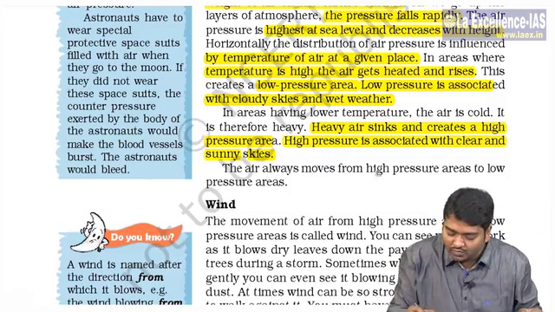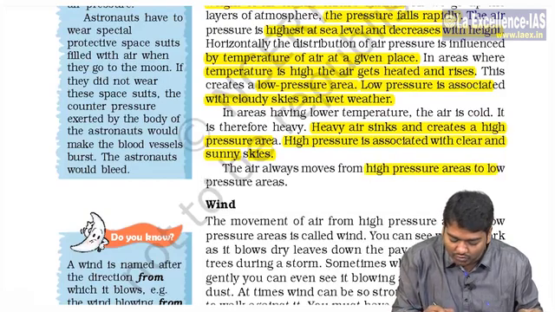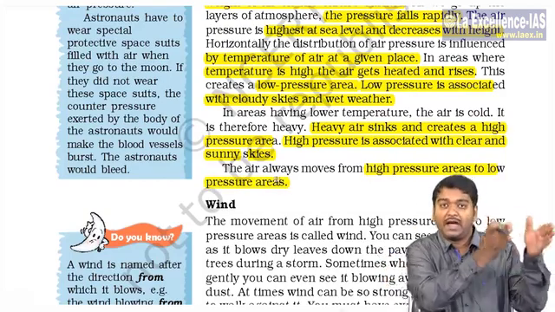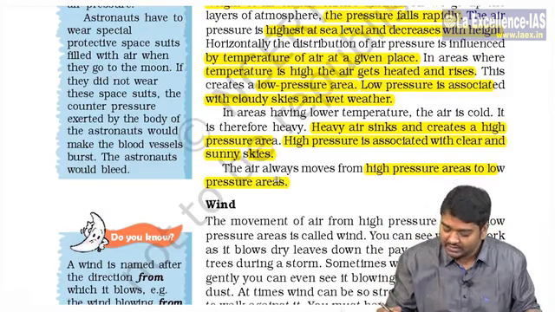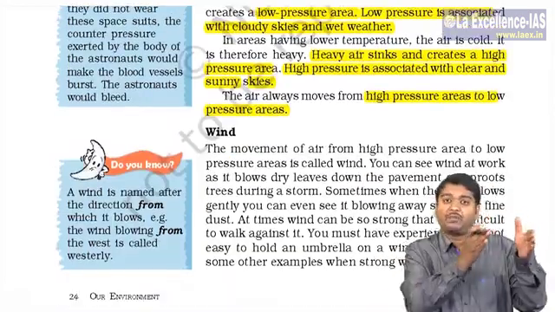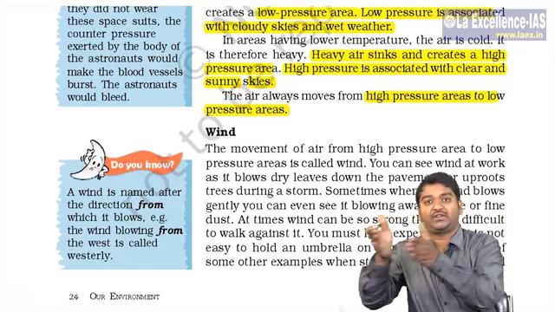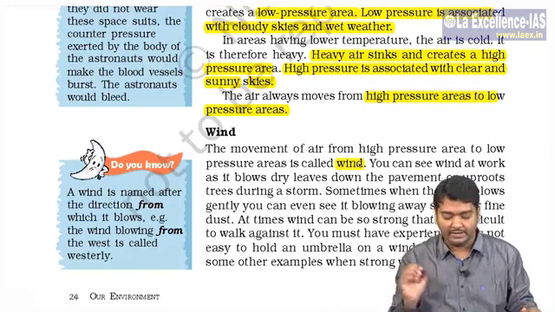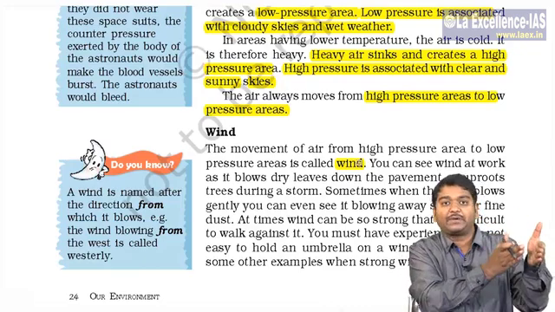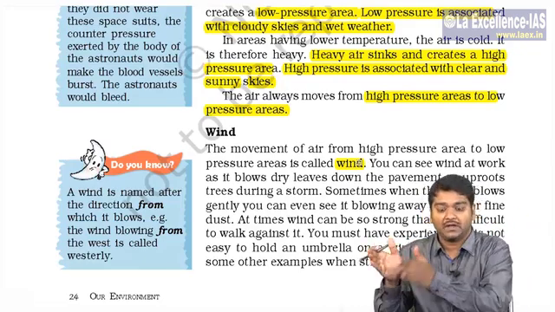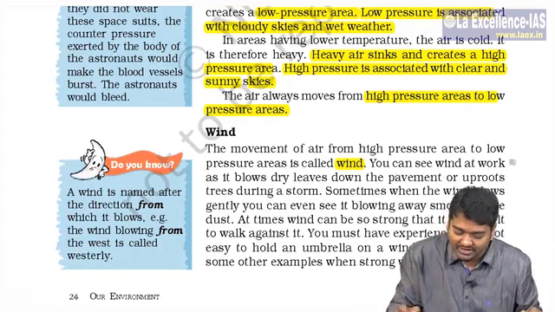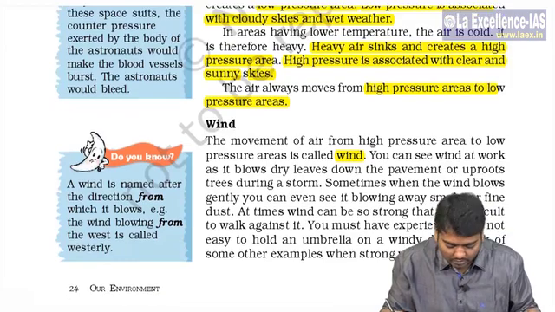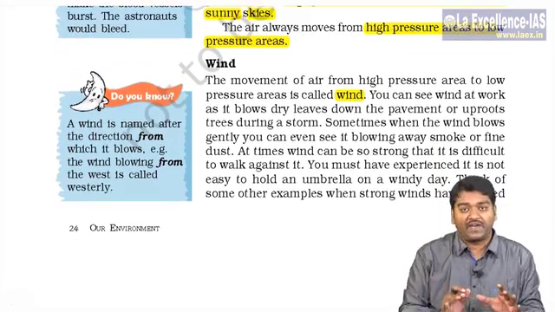The air always moves from high pressure areas to low pressure areas. This is a basic concept, that air moves from high pressure to low pressure. Then air, whenever it moves from high pressure to low pressure horizontally, is called wind. Right? You can see wind at work as it blows leaves and all, no need to think much. Usually this fact is important.